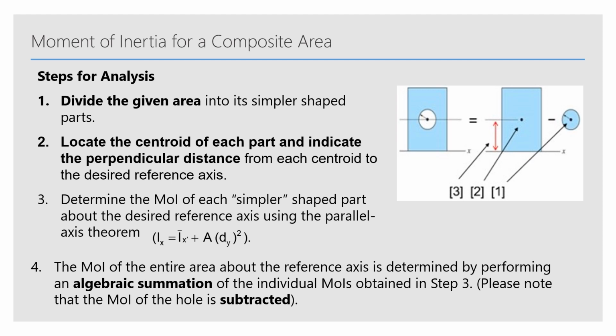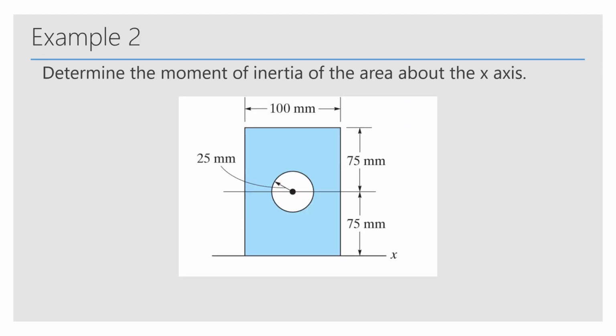Please note that for the moment of inertia of a hole, you just subtract out a shape. We saw that in a problem earlier, but we'll see that this can often be used for inertia as well as for normal shapes. Taking a look at our second example, it asks us to determine the moment of inertia of the area about the x-axis.